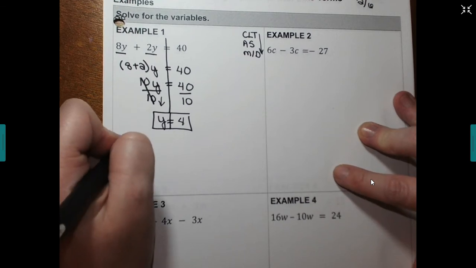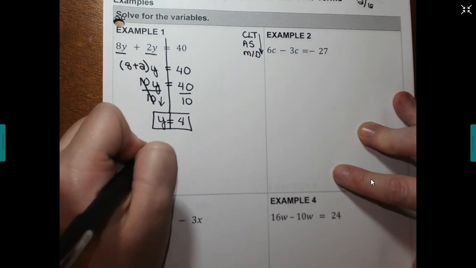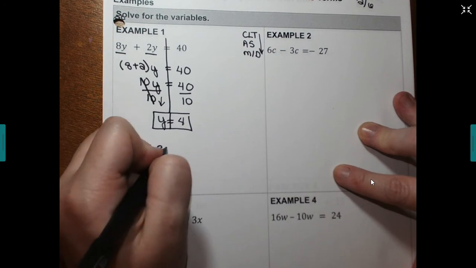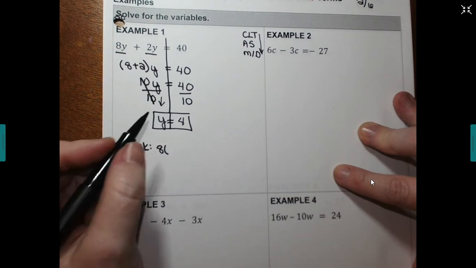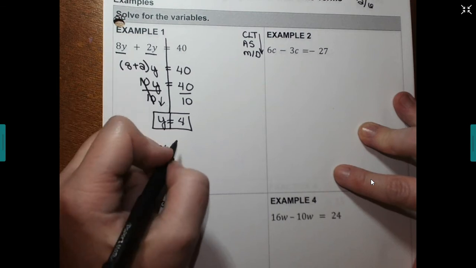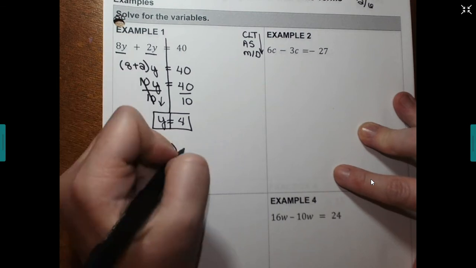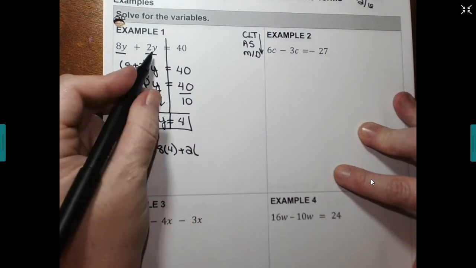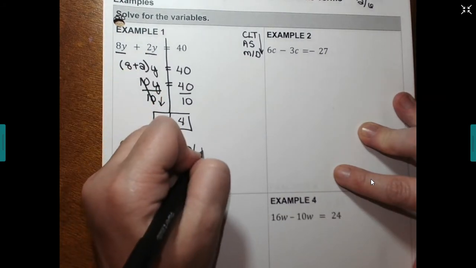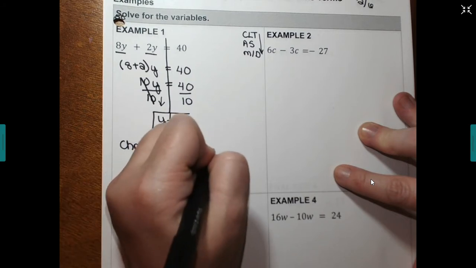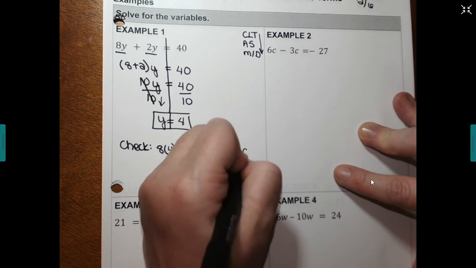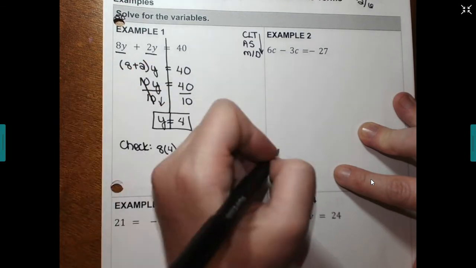So I can check that by putting it into Desmos, by putting in 8 parentheses. What's going to go in my parentheses? That 4, because that's what y equals. Plus 2 parentheses, again with the 4, because that's what y equals. And when I put it into Desmos, it should equal 40.